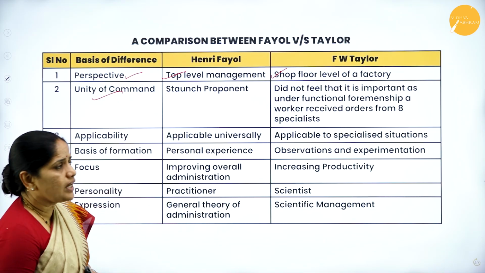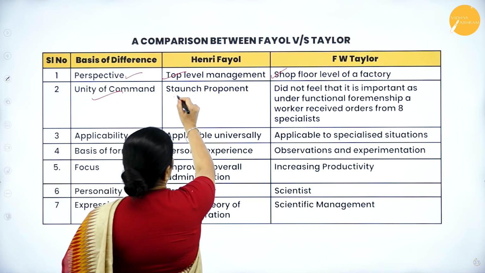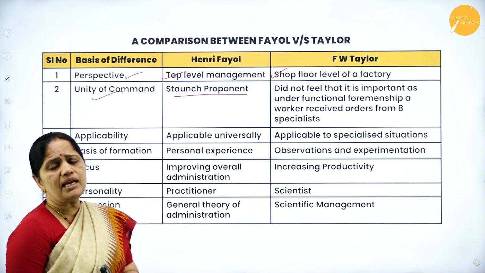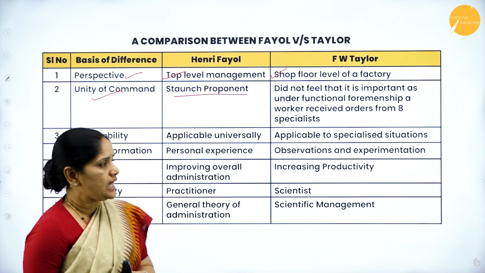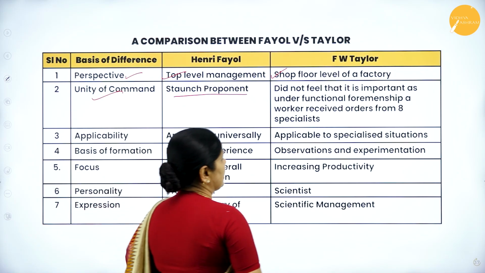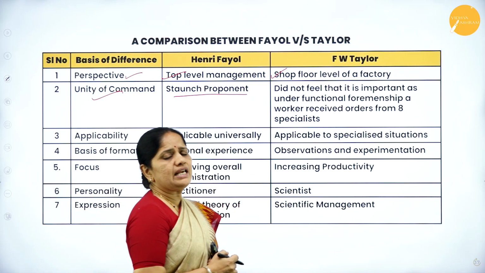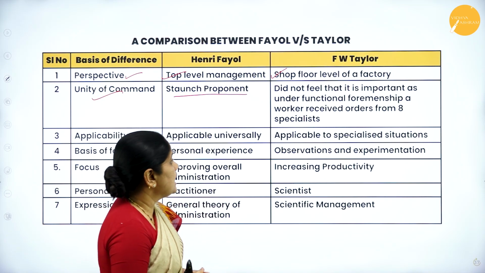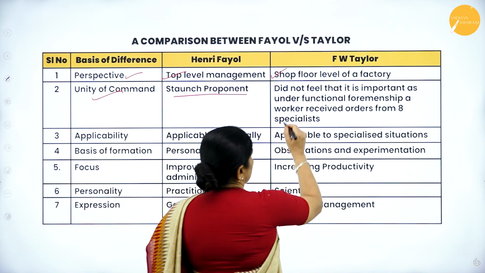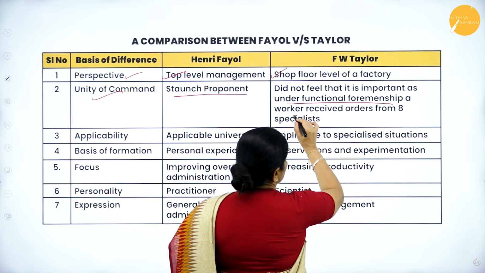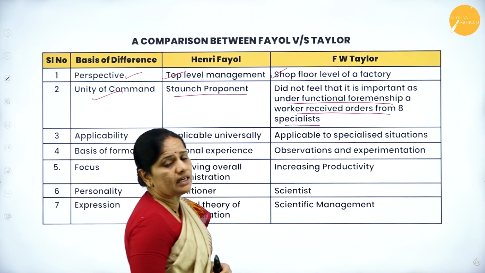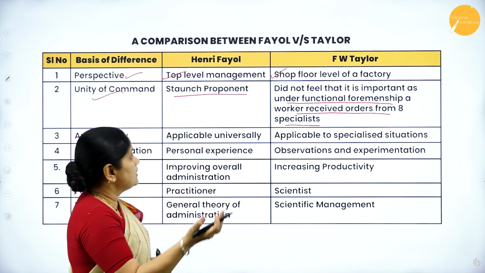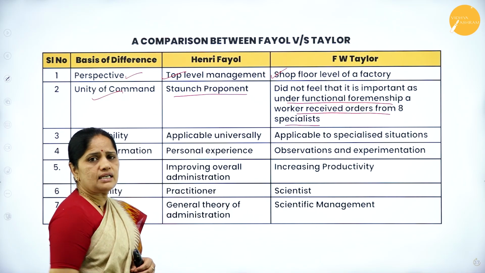Then the second basis of difference, the unity of command. Henry Fayol is a staunch proponent. He believes strongly that there should be a unity of command in the organization. But F.W. Taylor does not believe that unity of command is essential. We see that under functional foremanship, a worker receives 8 orders from 8 different specialists.